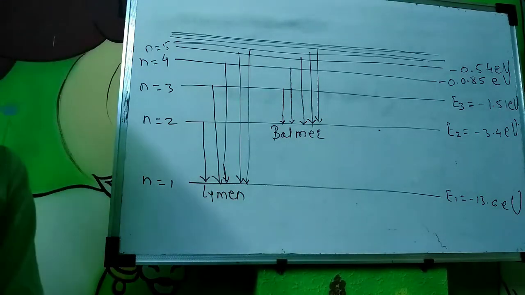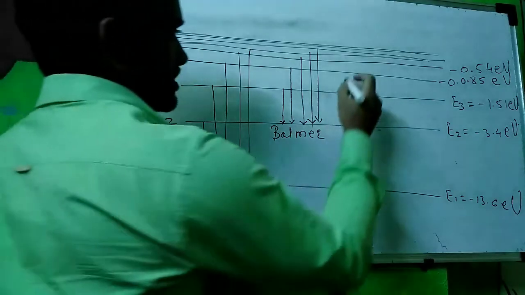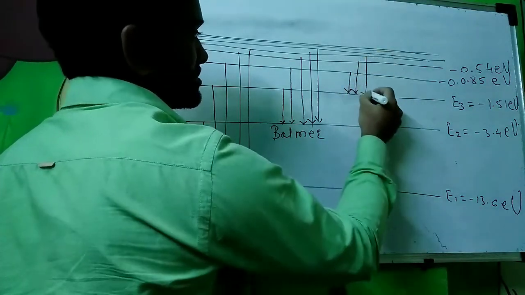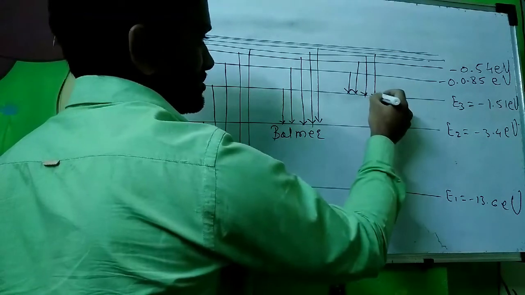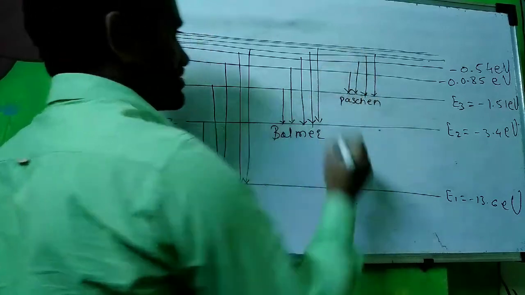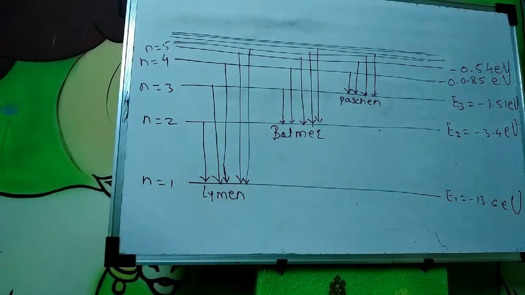Then transition from all higher orbits to the third orbit is the Paschen series. So transition from all higher orbits to the third orbit takes place in the Paschen series. So in the Paschen series, the radiations are in the infrared region.